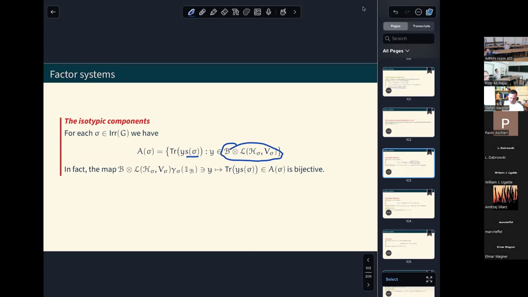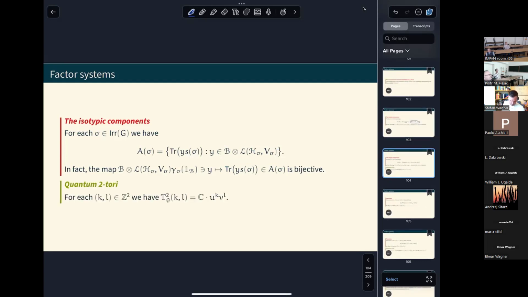So basically, the isotopic components are completely determined by my isometries and then elements in B, and then this tensor factor of operators. So this is how the isotopic components look like. And for the quantum tori, well, this is not surprising. Then you don't have a trace, and it's just multiples of u to the power k and v to the power l.